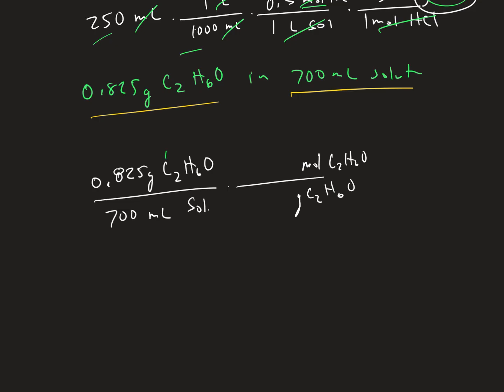So carbon is 12.01 times 2 is 24.02. Plus hydrogen is 1.008 times 6 is something. 6.048 or 0.48? Probably 6.048. 36.06.